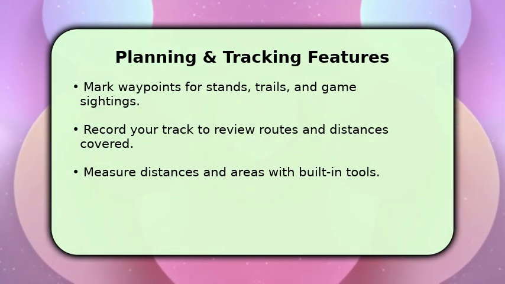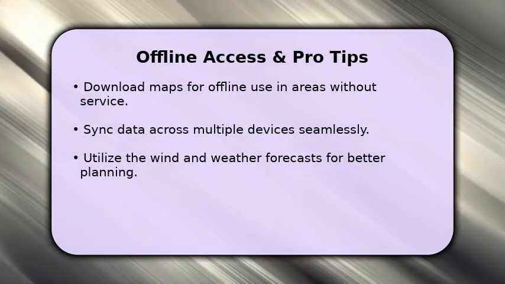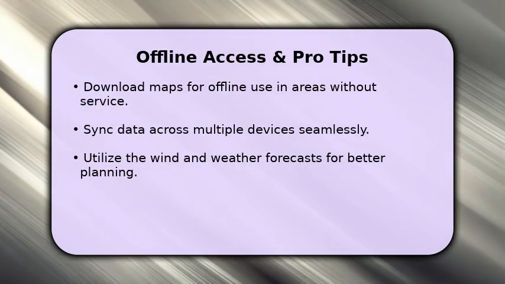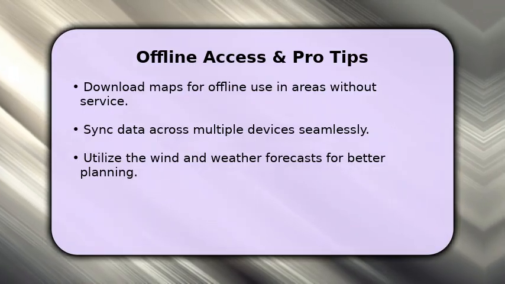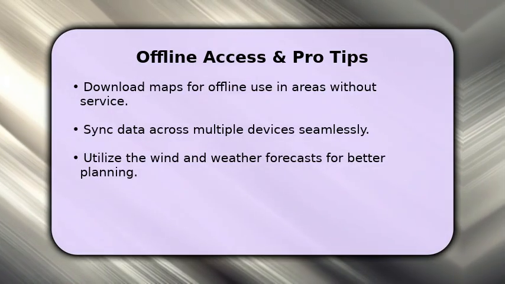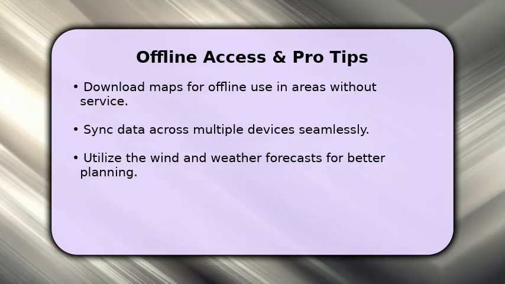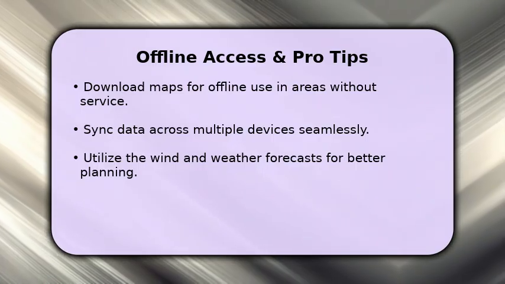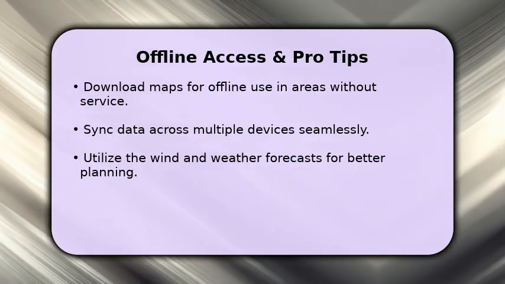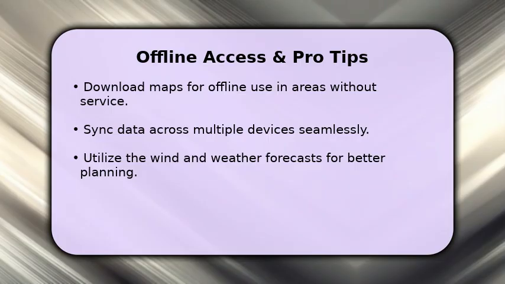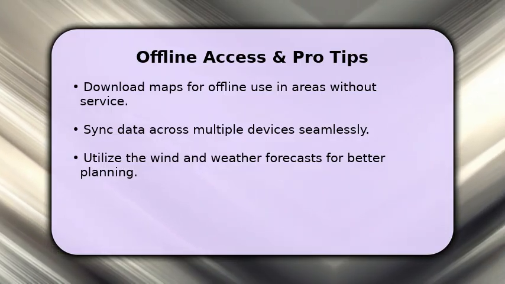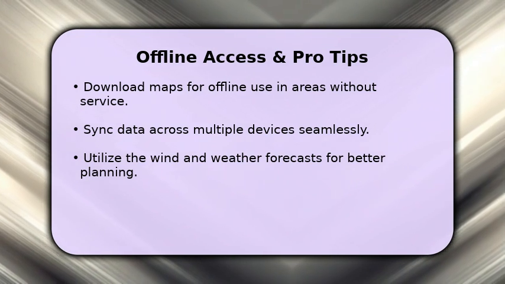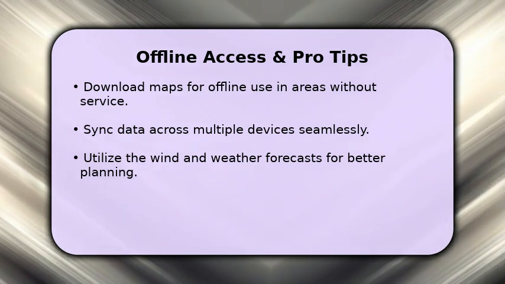Finally, let's talk about maximizing your OnX Hunt experience, especially in remote areas. Always remember to download your maps for offline use before heading out, ensuring you have full functionality even without cell service. Your data, including waypoints and tracks, syncs across all your devices, so your information is always current. Also, take advantage of the integrated wind and weather forecasts to make informed decisions about your hunting strategy, giving you an edge in the field.